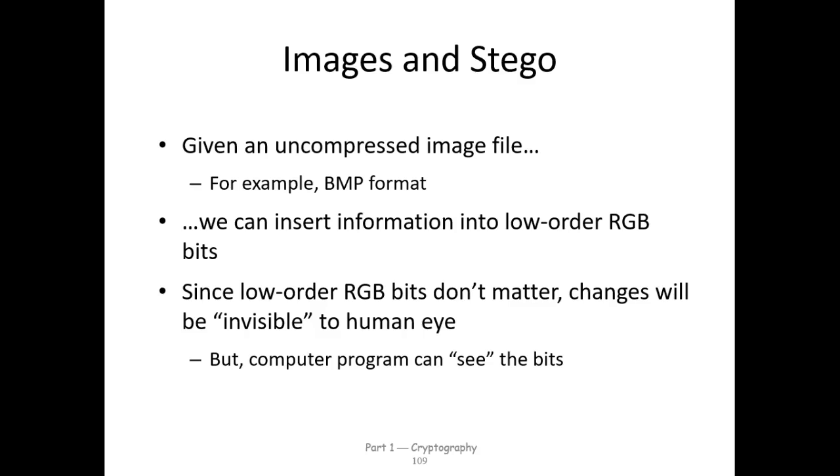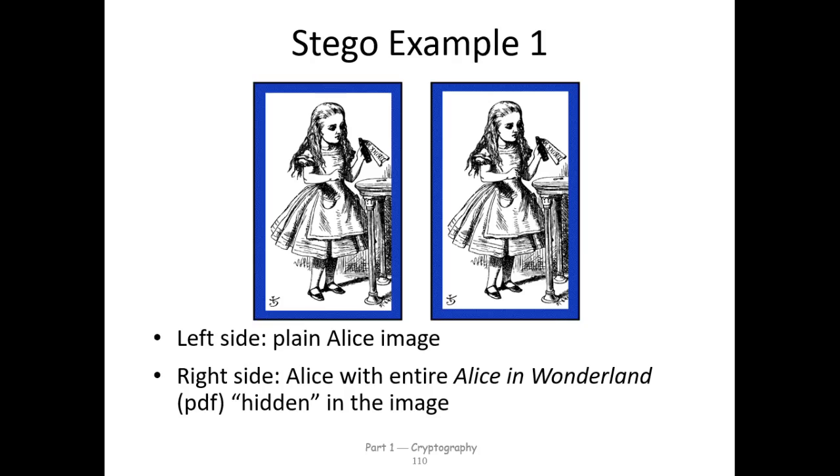Images and steganography: given an uncompressed image file, for example BMP format, we can insert information into lower order RGB bits. That's what we discussed in the previous slide. Since low order RGB bits don't matter, changes will be invisible to the human eye, but a computer program can see the bits.